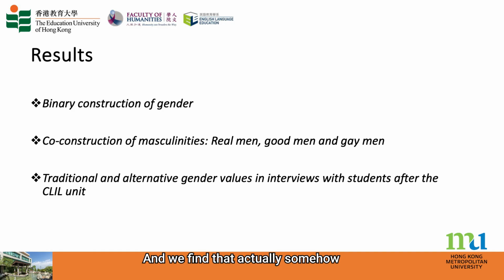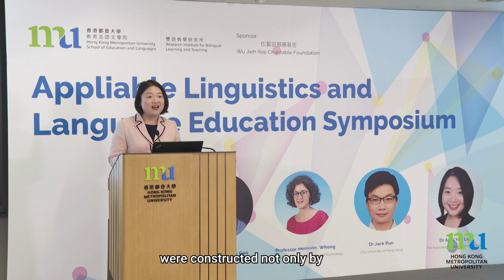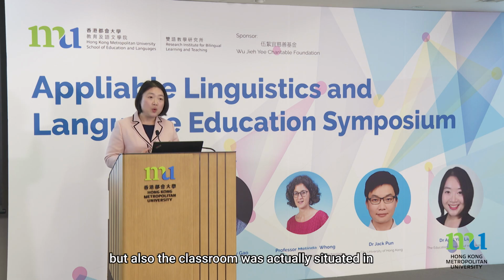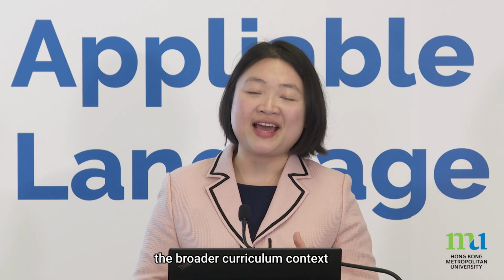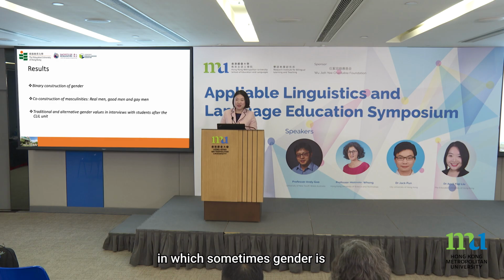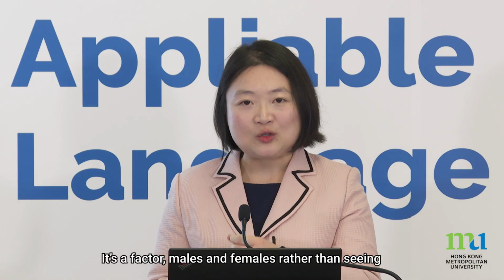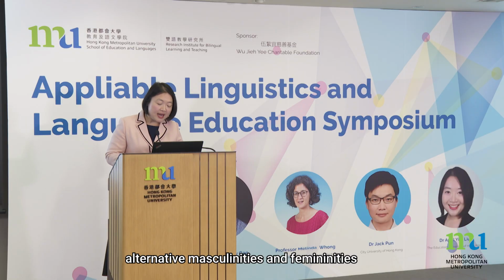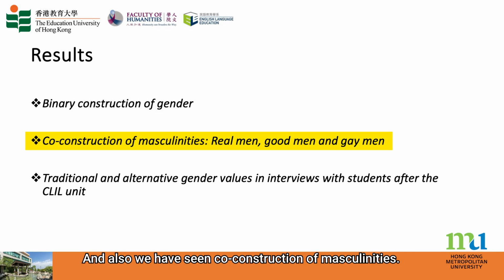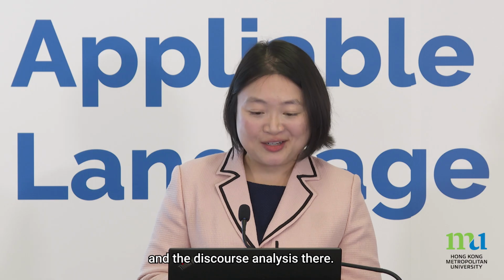And we find that actually there was still a binary construction of gender, because the gender discourses were constructed not only by the students and the teachers involved, but also the classroom was situated in the broader curriculum context in which sometimes gender is considered on binary poles, okay? It's a factor, males and females, rather than seeing that actually we can have alternative masculinities and femininities. And also, we have seen co-construction of masculinities. In my study, if you're interested, you can take a look at the data and the discourse analysis there.